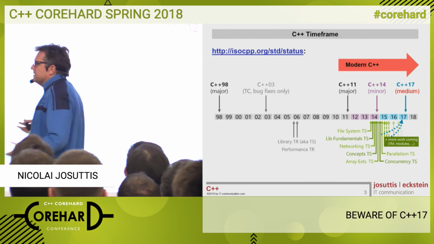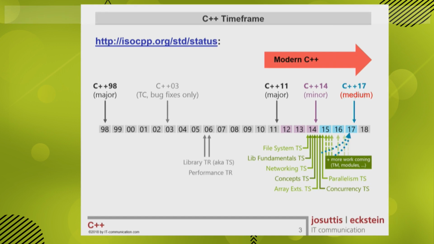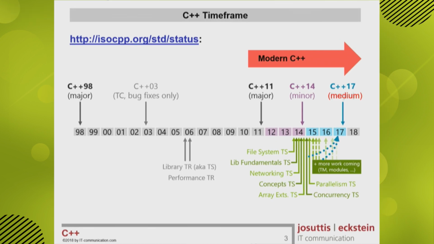C++17 was standardized 1 year ago. And it's more or less a medium release. So we have a couple of minor additions. We have no big revolution. The next revolution will be C++20, probably bigger than C++11. And we will have, but we have a lot to say.